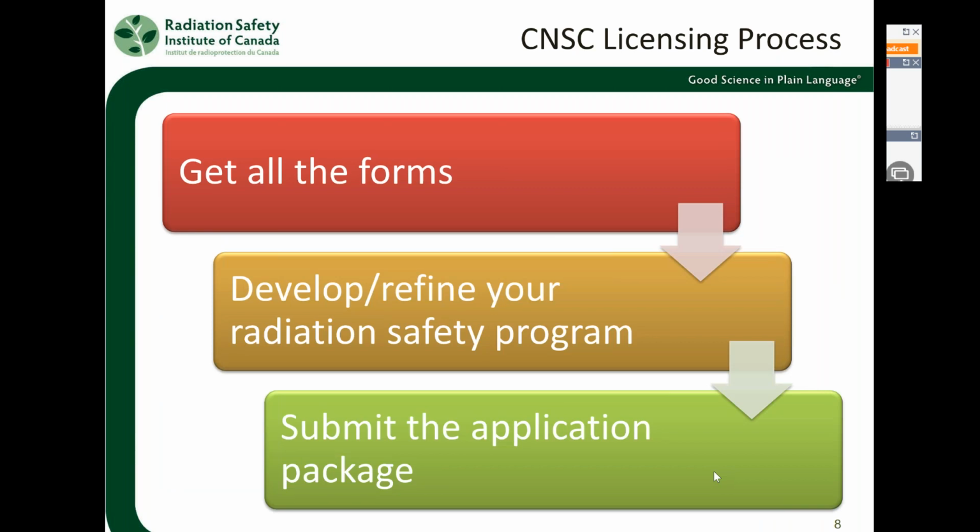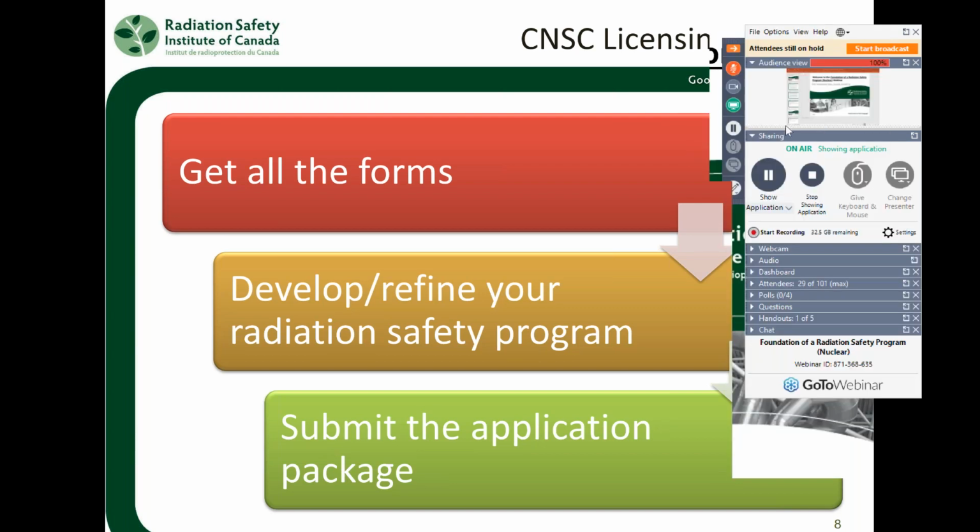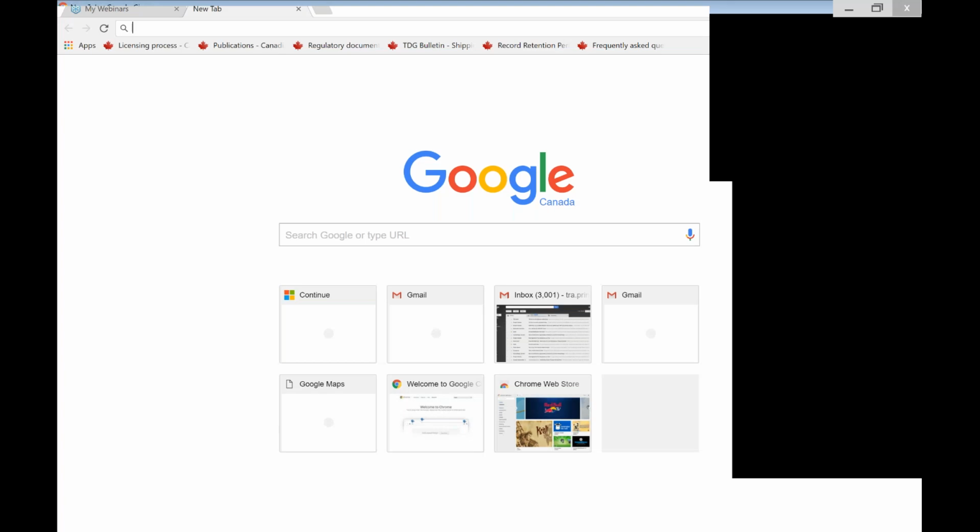So one of the keys with the CNSC licensing process is to start off by getting all the forms, and that's easier said than done. The forms you can get from the CNSC website, and I will just quickly go out of this presentation so that I can show you the forms and where you can get them.